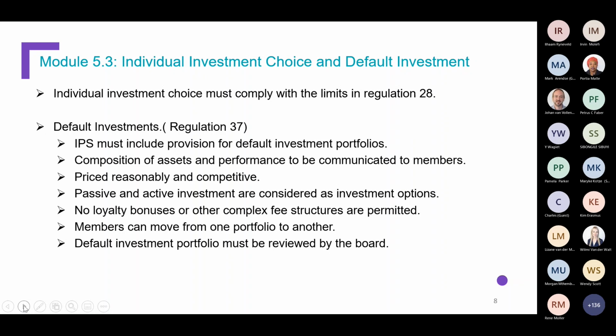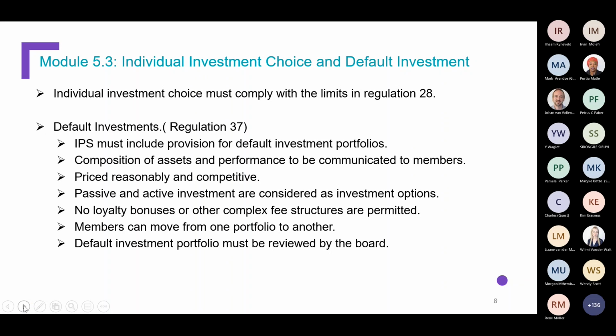The structure may include both individual investment choice and the default investment. In a case where the fund provides individual member investment choice, the fund must still comply with the limits as set out in Regulation 28.